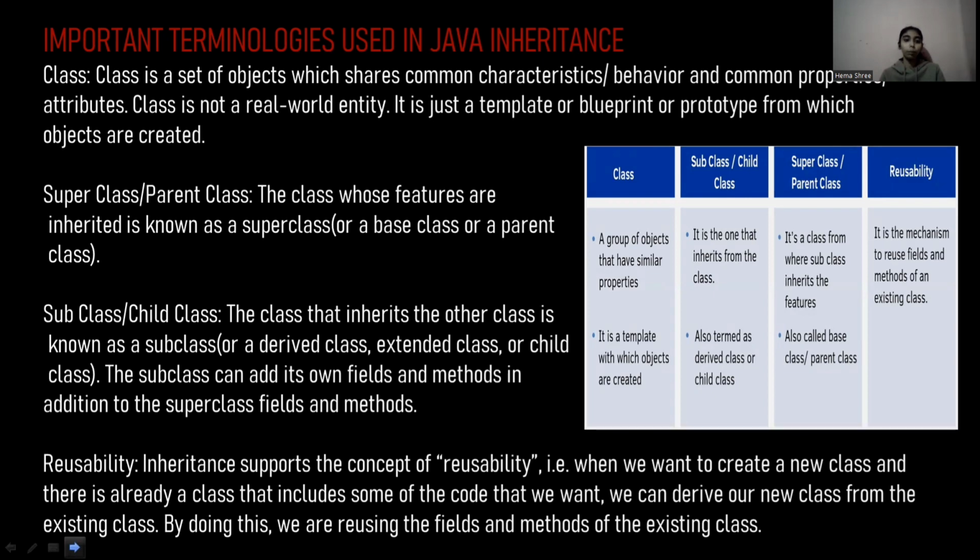Reusability. Inheritance supports the concept of reusability. When you want to create a new class and there is already a class that includes some code that we want, we can derive our new class from the existing class. By doing this, we are reusing the fields and methods of the existing class.